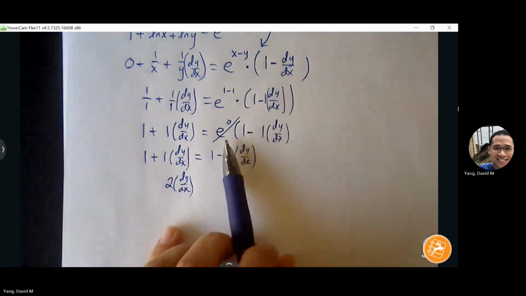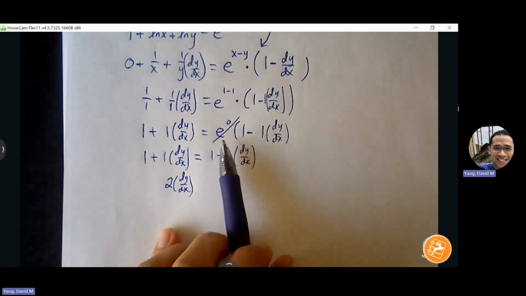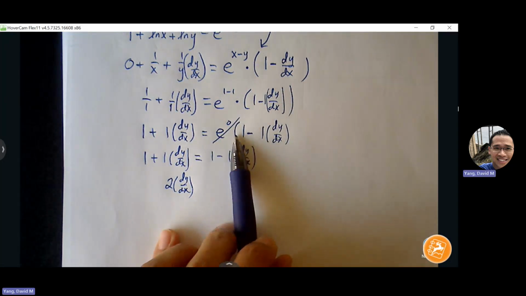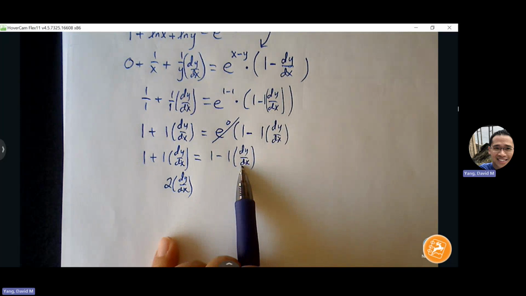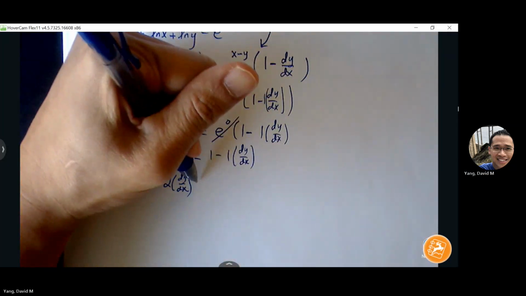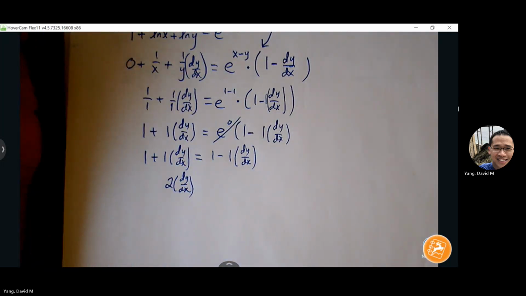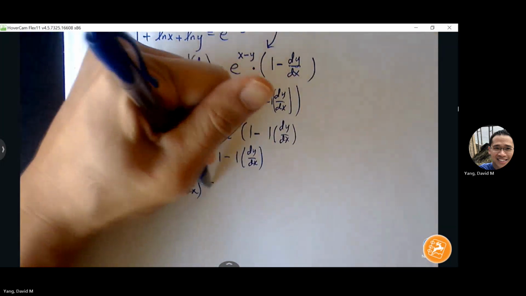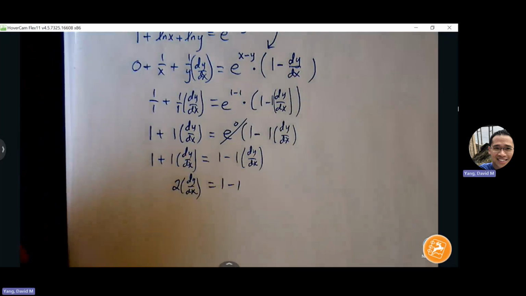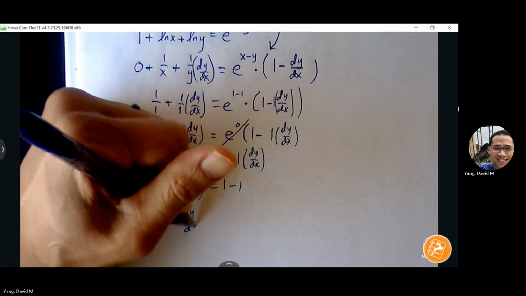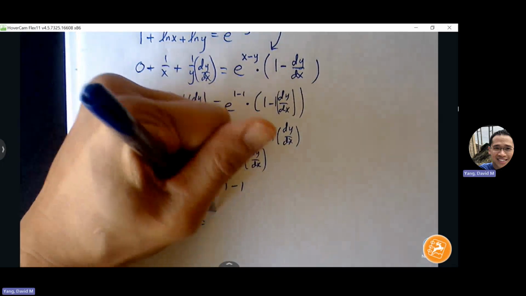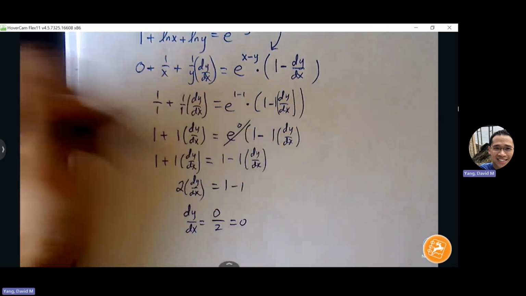Yes, that's right. But if I distribute a 1 through, nothing changes, right? So 1 times 1 is 1. 1 times 1 dy dx is still negative 1 dy dx. So I get 2 dy dx equals 0. So what's my slope? 0 over 2, which is 0, right?